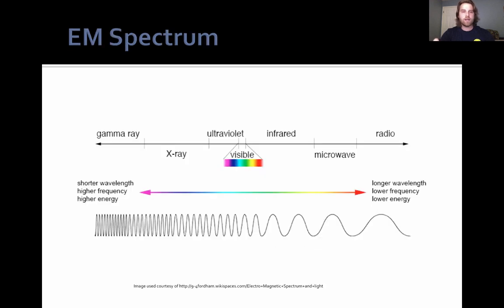So here's a picture of the actual electromagnetic spectrum, and you can see shorter wavelength, higher frequency all the way to the left, and then longer wavelength, lower frequency all the way to the right. So the high energy stuff on this chart here is all the way to the left. The low energy stuff is all the way to the right, and you can see the visible spectrum is nestled right there in the middle.